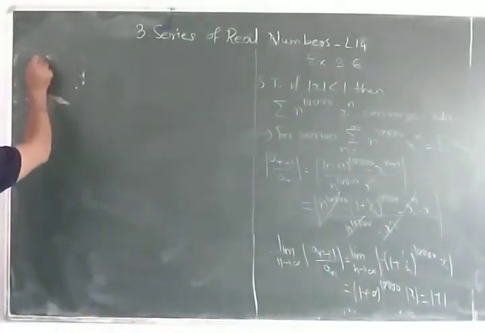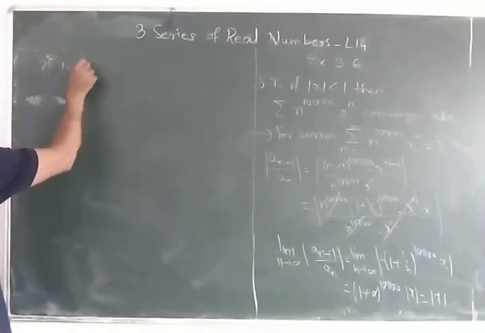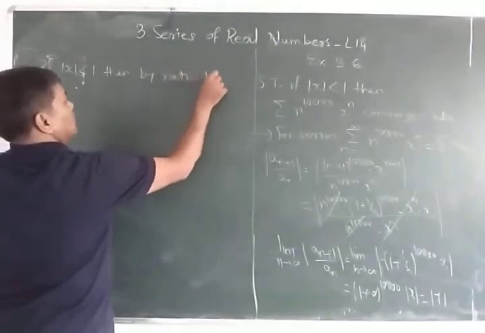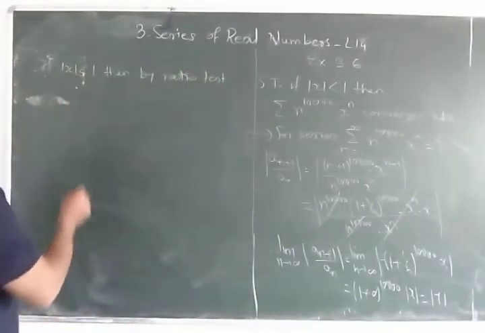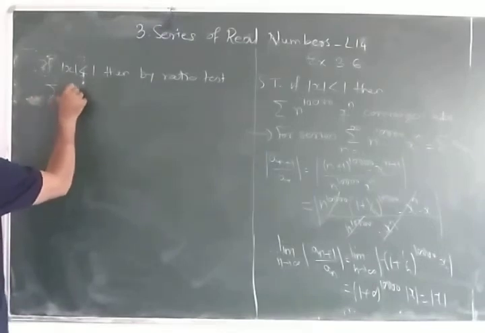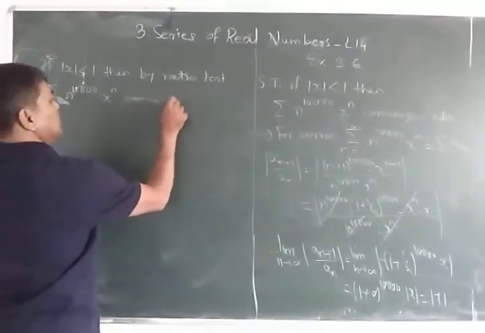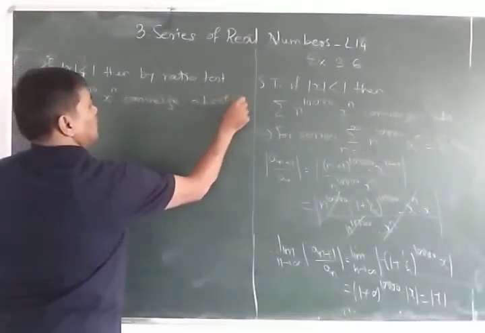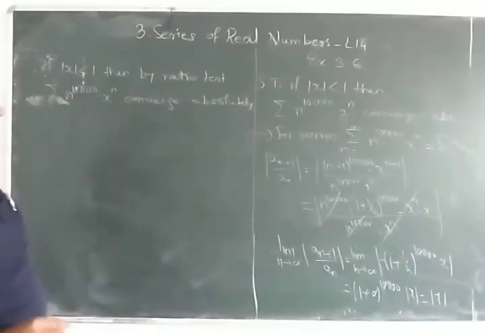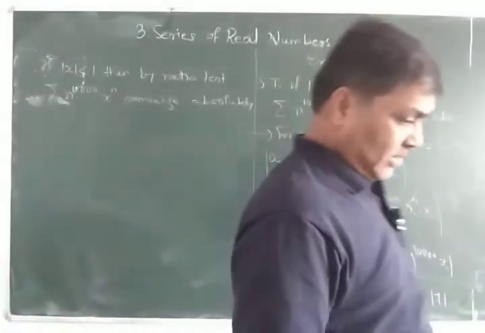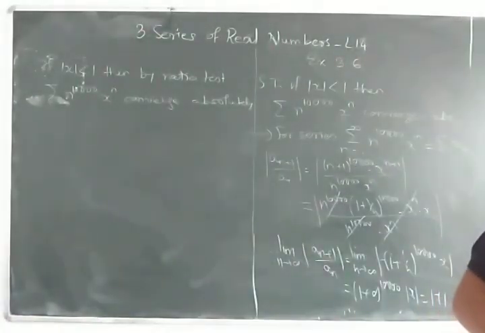By ratio test, if mod x is less than 1, then by ratio test summation of n raised to 10,000 into x raised to n converges absolutely. And if mod x is greater than 1, then it diverges. Is it clear? Next example.